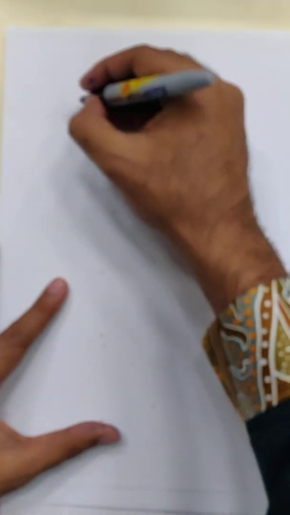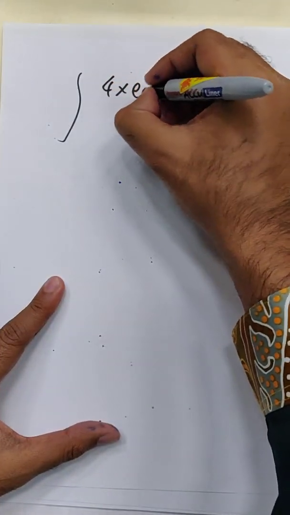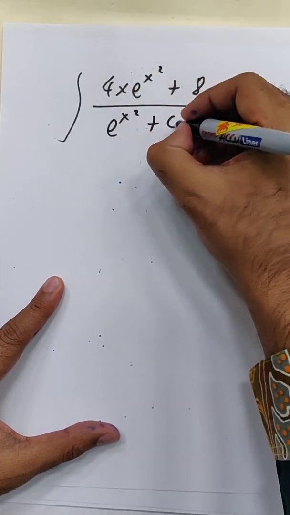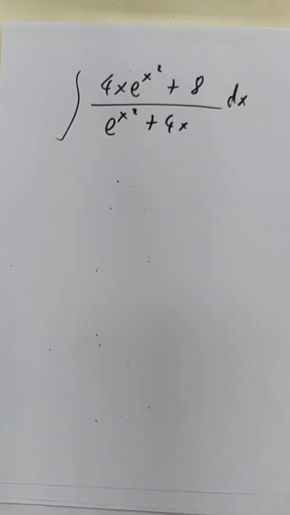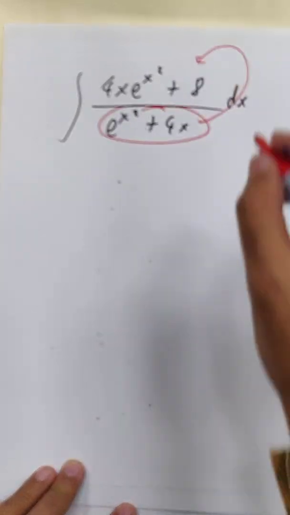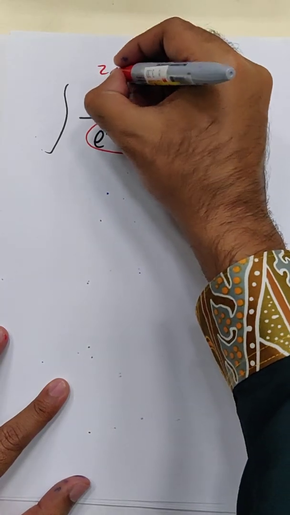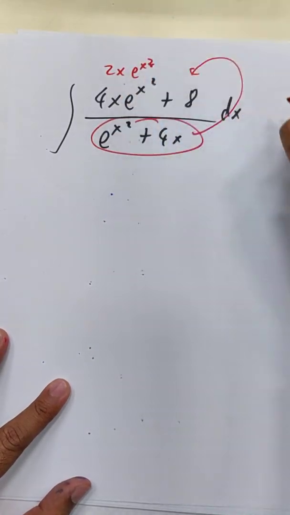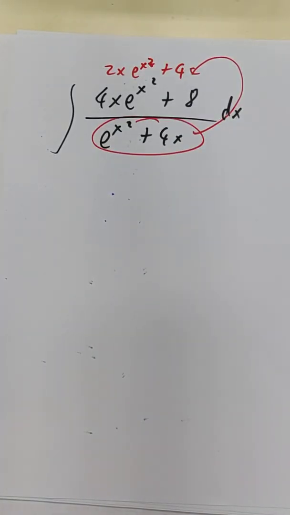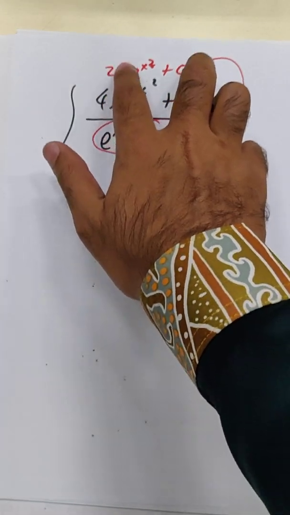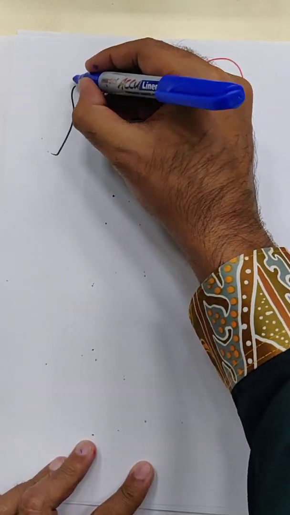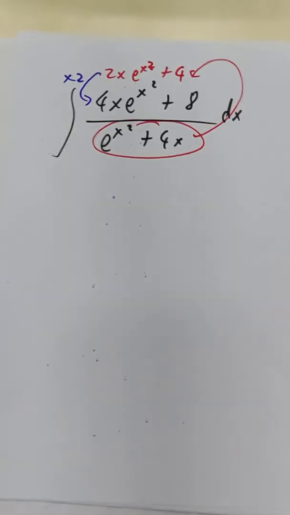Alright, and the cheeky one. How? Differentiate the denominator. What do you get? 2x, e to the x squared plus 4. Oh my, that's long. What's the difference? Everything here is times 2. So what should you do?